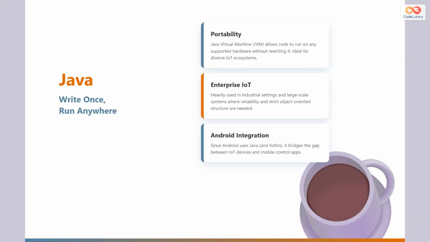Java is famous for its philosophy of write once, run anywhere. Thanks to the Java virtual machine, code written in Java is highly portable across different hardware architectures. It is a dominant force in industrial Internet of Things and large enterprise systems where stability and maintainability are paramount. It is also the foundation of Android, making it a natural choice for building the mobile apps that control smart devices.